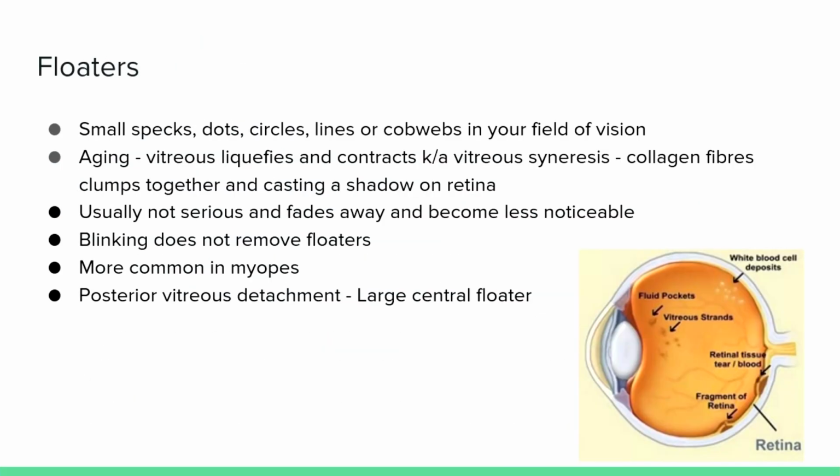Floaters. Floaters are small specks, dots or circles, lines or cobwebs in your field of vision. They can be due to aging, when the vitreous liquefies and contracts, which is known as vitreous syneresis. Collagen fibers clump together and cast a shadow on the retina. Usually they are not serious, fade away and become less noticeable, and blinking does not remove floaters. They are more common in myopes, and PVD can lead to a large central floater.